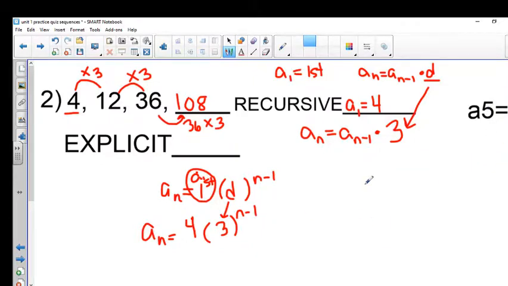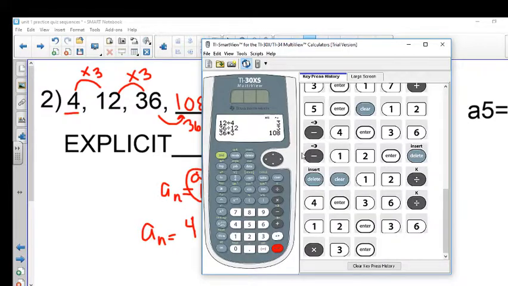Okay, so now we got to find the fifth term. So if we come here, basically we're writing our formula, 4 parentheses 3. Anytime we have our n, that's where we're going to plug in. 5 minus 1. So let me show you how we put that in our calculators.